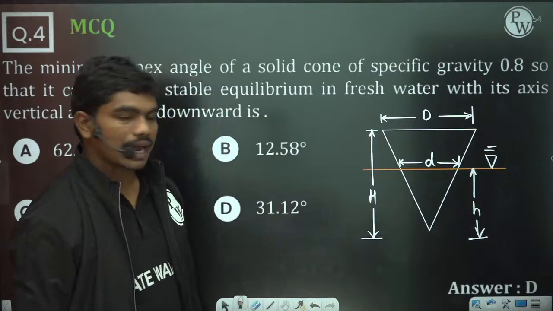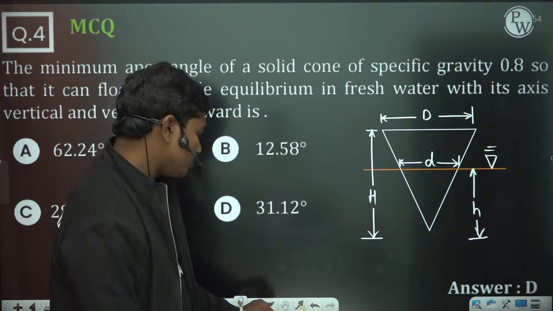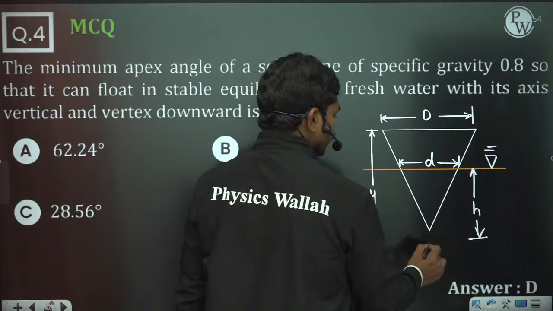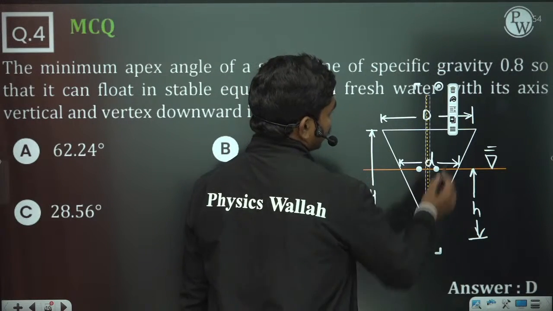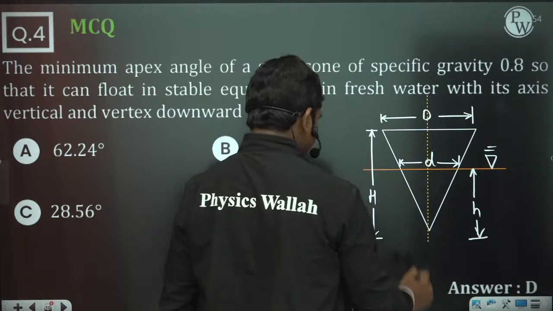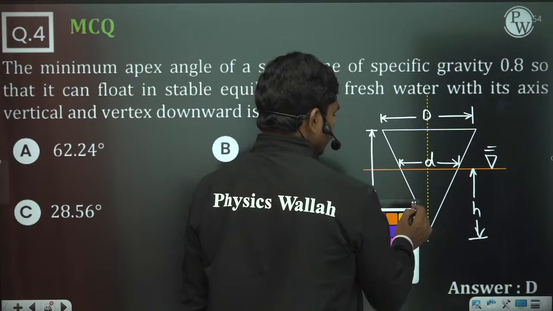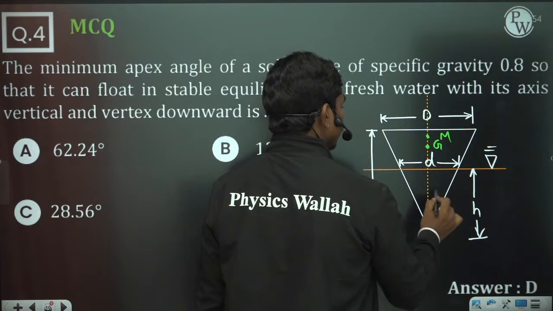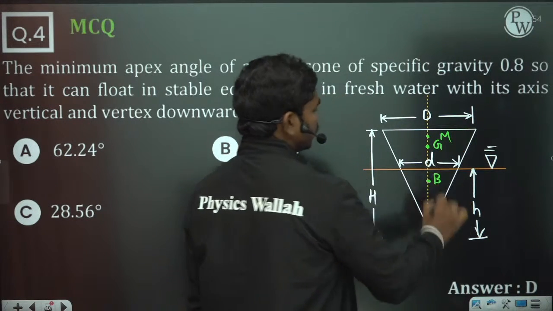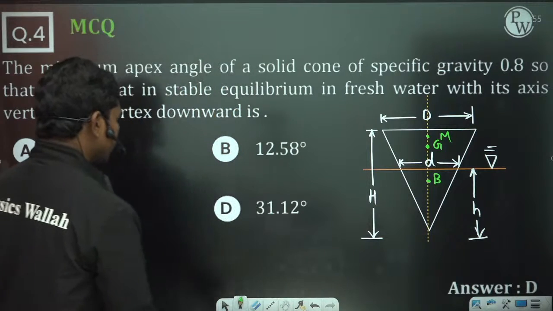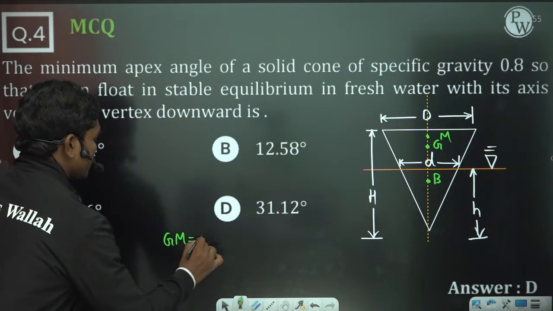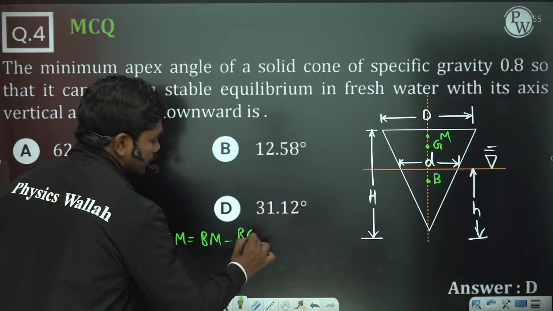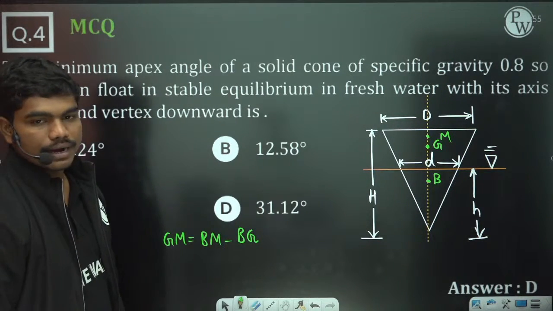Then how do we actually calculate the metacentric height GM? So let us see here. If you see, this is the axis of the cone. If this is your axis of the cone, then G will be somewhere here, M will be somewhere here, and B will be somewhere here. So this GM calculation is equal to BM minus BG.